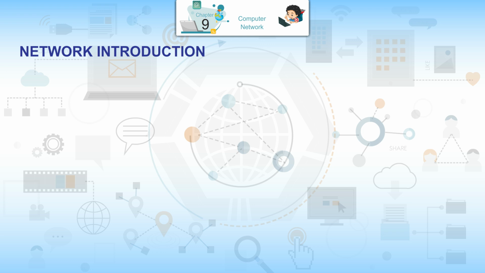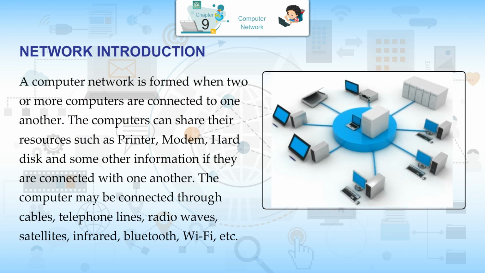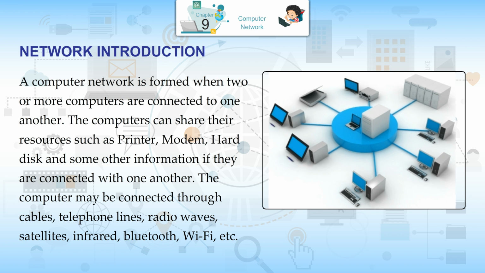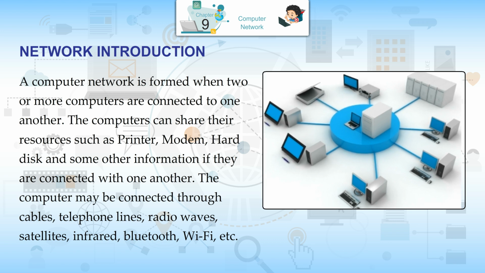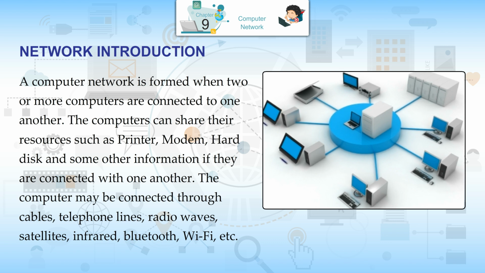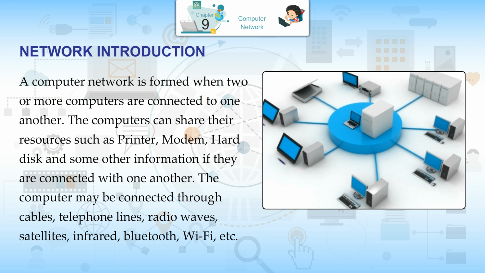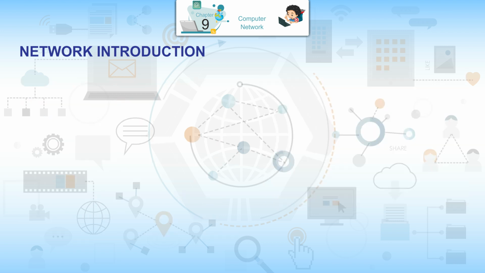Network Introduction. A computer network is formed when two or more computers are connected to one another. The computers can share their resources such as printer, modem, hard disk, and some other information if they are connected with one another. The computers may be connected through cables, telephone lines, radio waves, satellites, infrared, Bluetooth, Wi-Fi, etc.